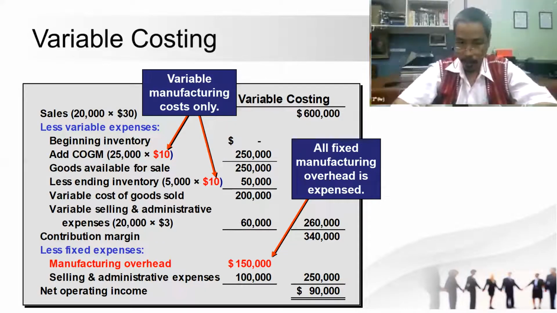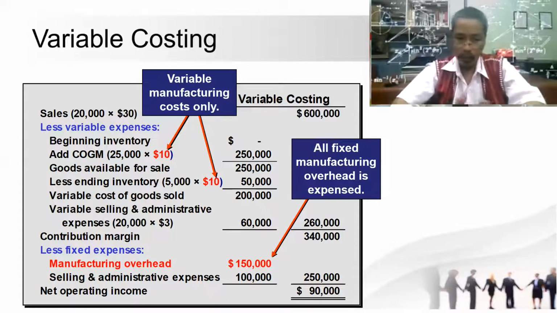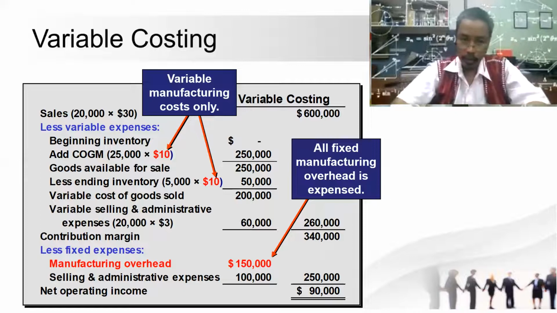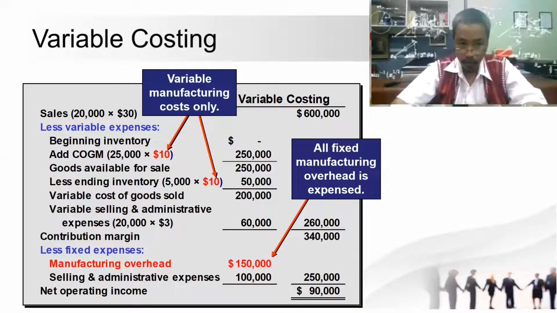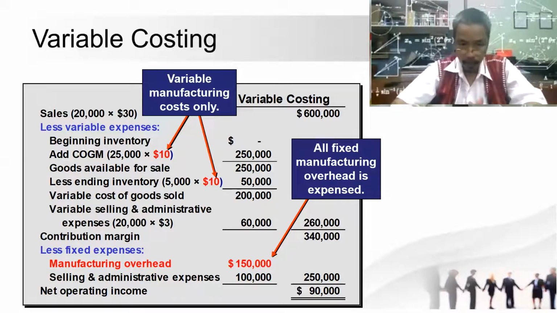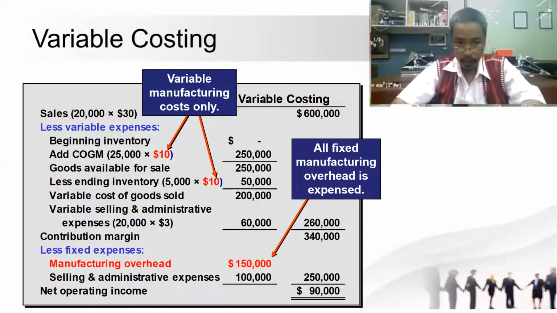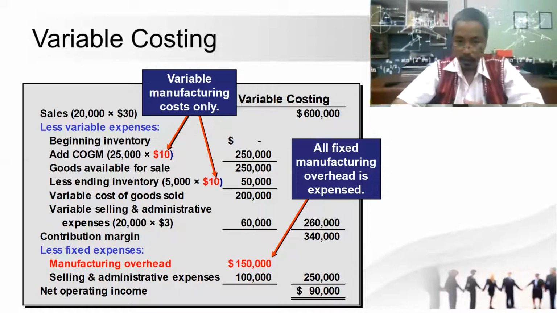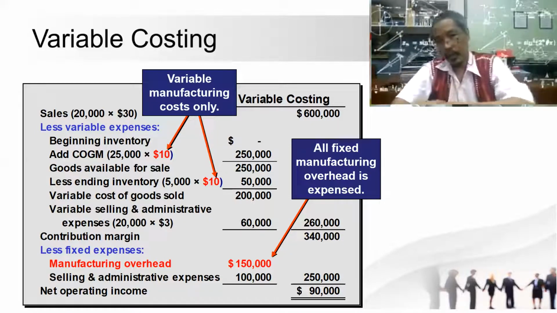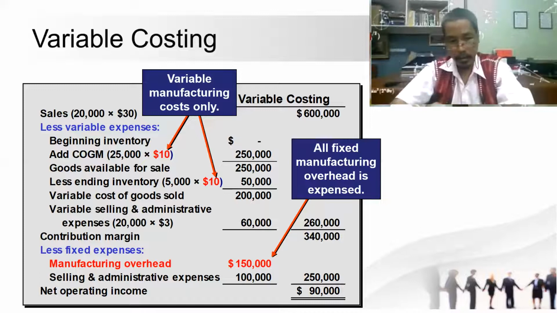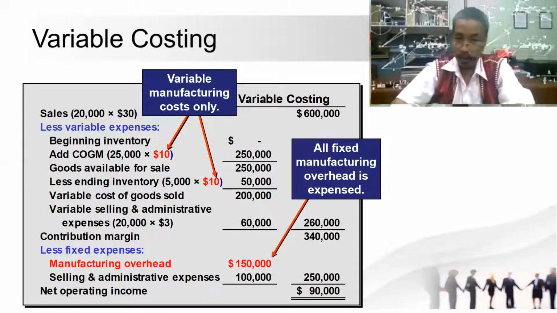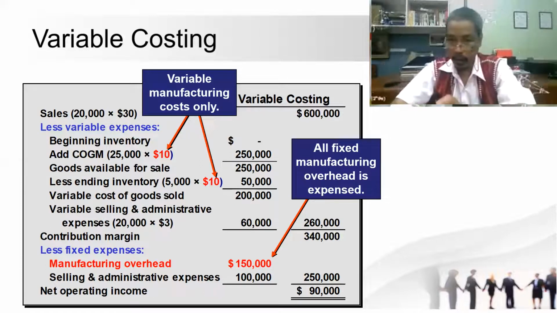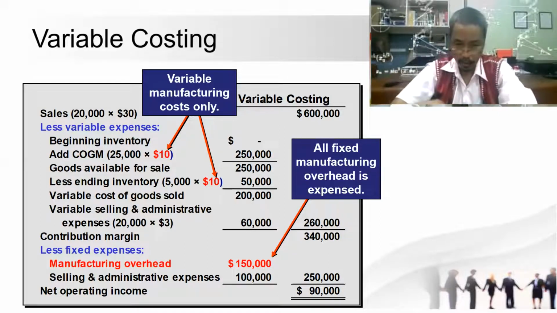So we have 340 contribution margin. And if we subtract the fixed cost, which involve what? Manufacturing overhead and selling and admin expenses. So the fixed cost under the manufacturing overhead and the fixed cost under selling and admin cost.